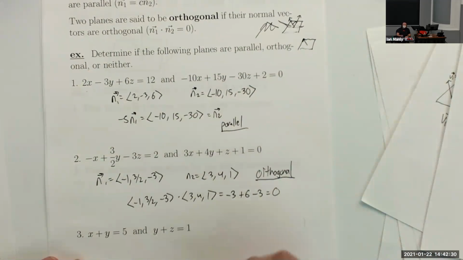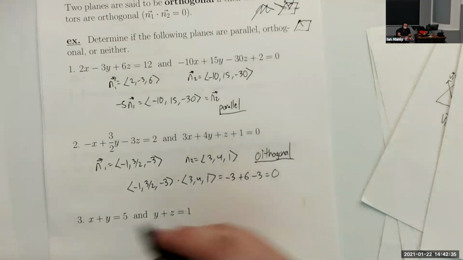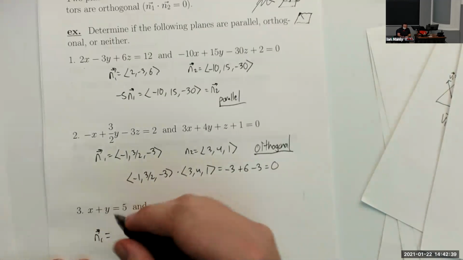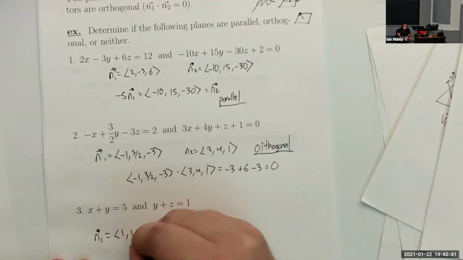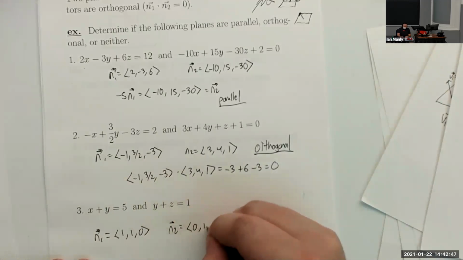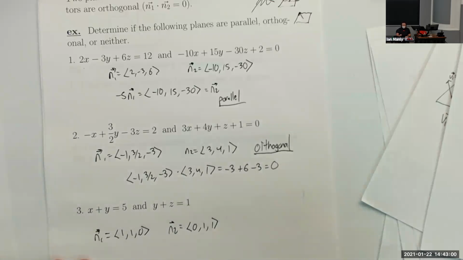I bet you guys could probably just guess, by the way this is structured, what the last ones are going to be, but let's take a look anyways. So the normal vector here is going to be 1, 1, 0, because we don't have a z at all. And N2 is going to be 0, 1, 1. All right, well, since we have a 0 here, if we multiply this by anything, the last component will still be 0, but that's clearly not the case over here. So there's no way that these guys are parallel.